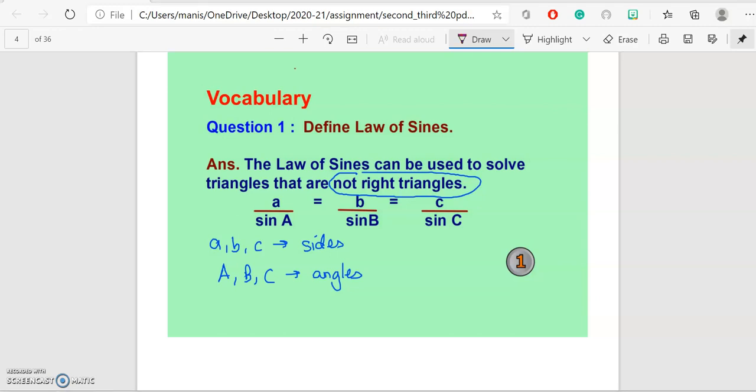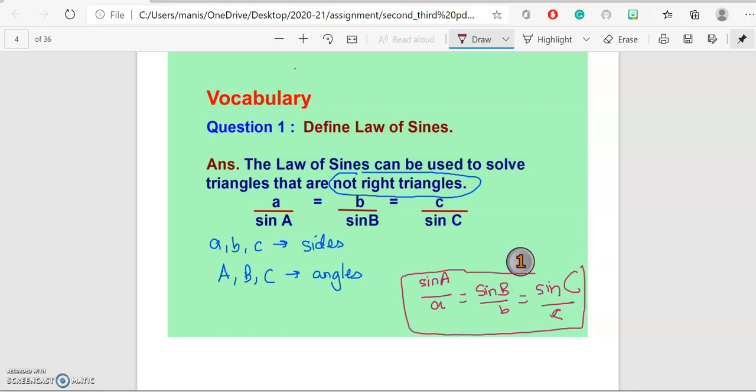In some of the books you will see law of sines represented by this formula also: sine A over a is equal to sine B over b is equal to sine C over c. Both representations are the same. Either you can use this or this representation. But in our class we will be using this representation of law of sines.